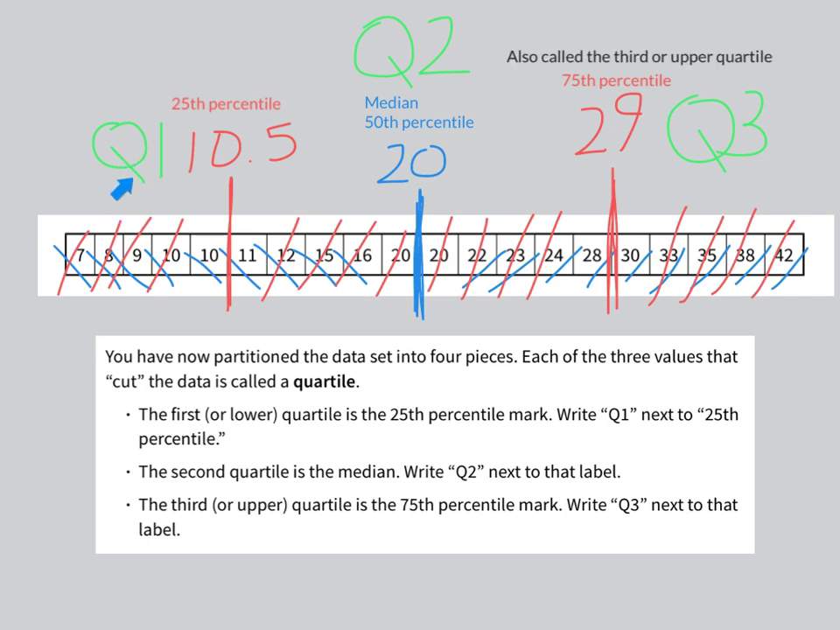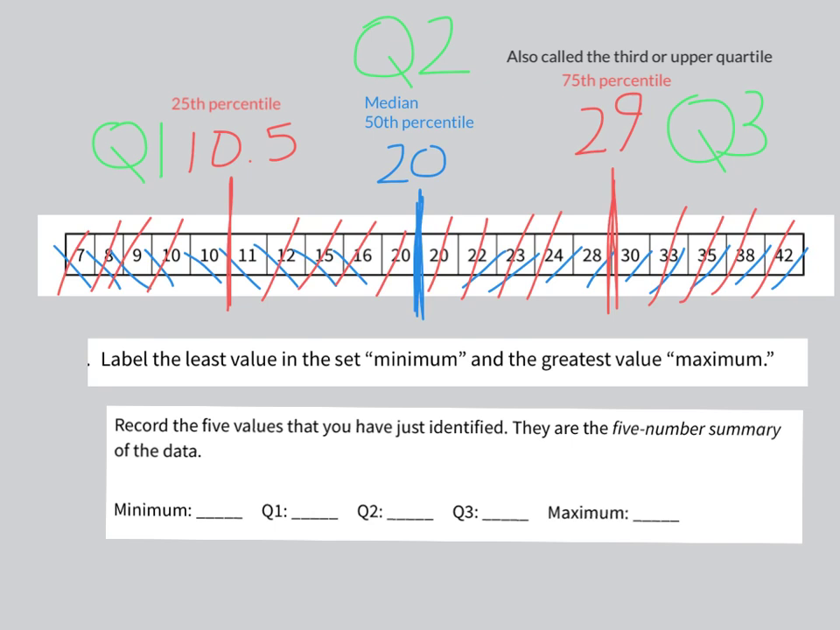So we talk about the first quartile, or the 25th percentile, the second quartile, which is also known as the 50th percentile, and the median, and the third quartile, which is also called the 75th percentile. We're going to write down labels for two more numbers. We're going to label the least value in the set the minimum and the greatest value the maximum.